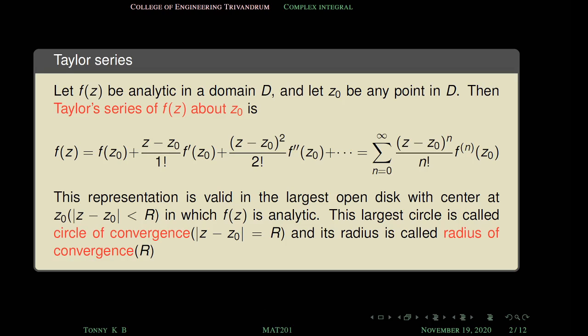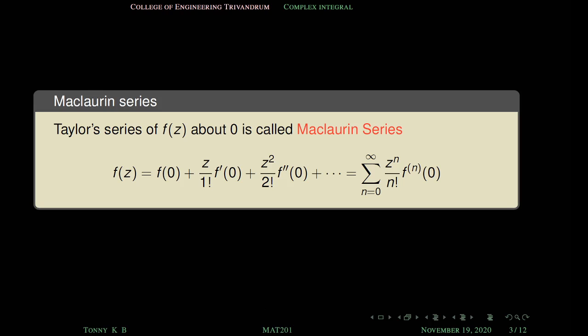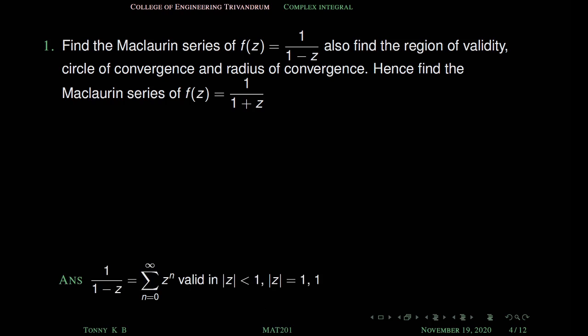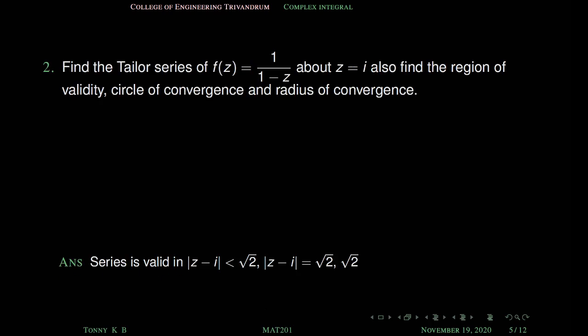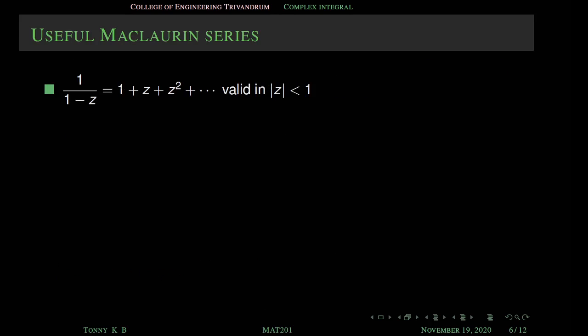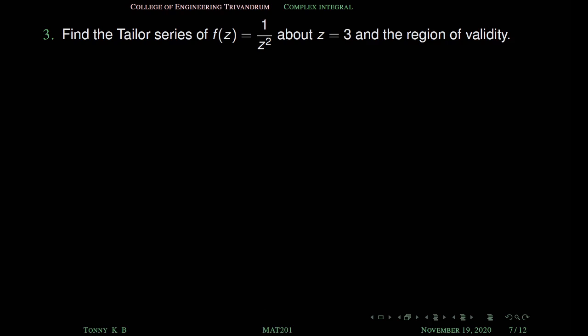Okay. So in last class we discussed Taylor series about a point, and Maclaurin series. Maclaurin series is nothing but the Taylor series about zero. Then we discussed the region of validity, the circle of convergence and the radius of convergence. This is the Maclaurin series, the Taylor series about z equal to 0. And we also saw two problems, and these are some useful Maclaurin series.